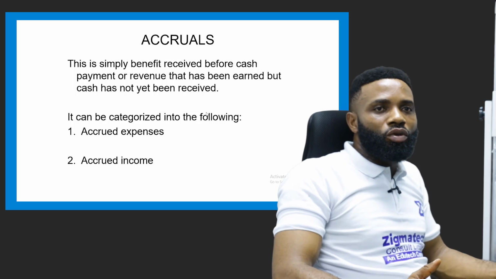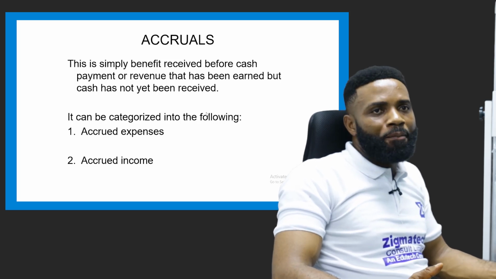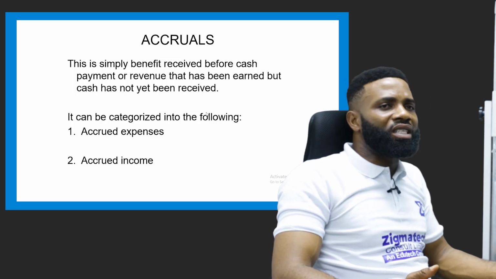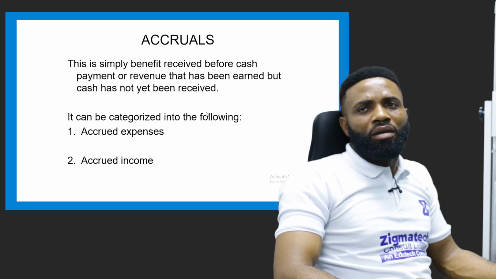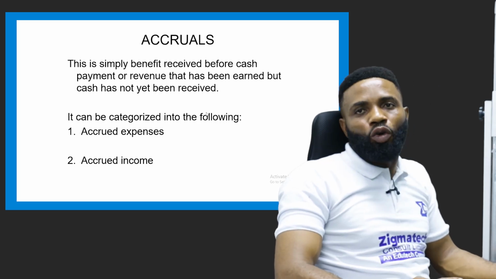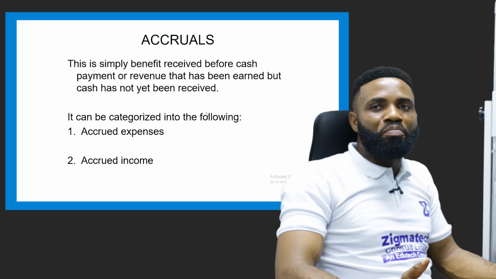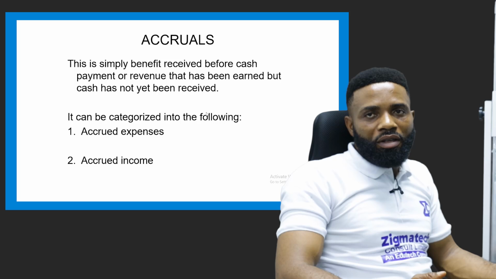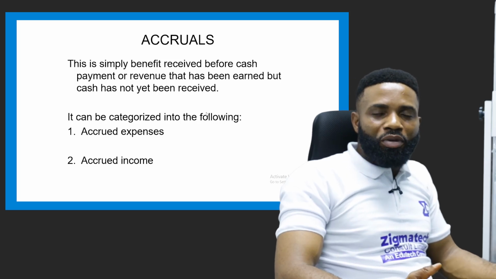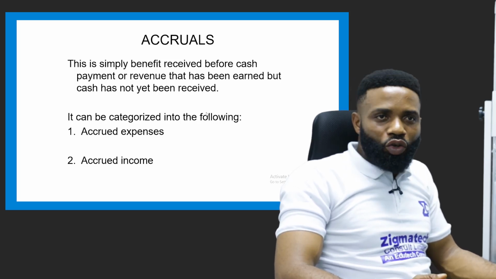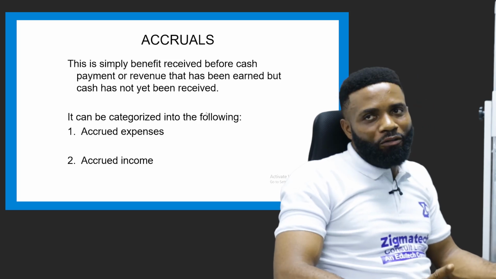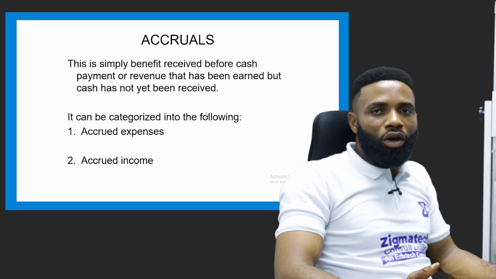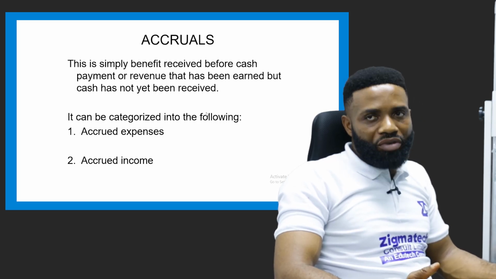Now we have looked at what prepayments are. It is now time to look at what accruals are. I explained during the time of prepayment that prepayment is basically payment in advance, but accruals, the other way around, is owing. Look at it: this is simply benefit received before cash payment. You have received the benefit, but you have not made payment. Or revenue that has been earned, but cash has not yet been received.